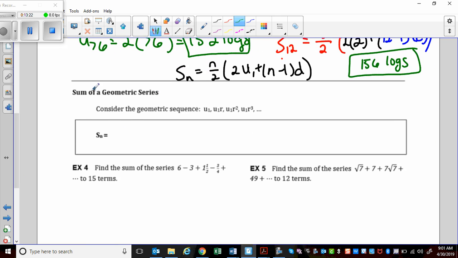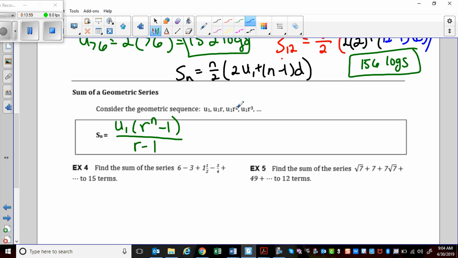So we're going to also do the sum of a geometric series. It says, consider the geometric sequence, and our S sub n, or the sum of the geometric series. We're not going to worry about the proof. S sub n is u sub 1, the initial term, times the ratio to the nth power minus 1 over r minus 1. The ratio minus 1.